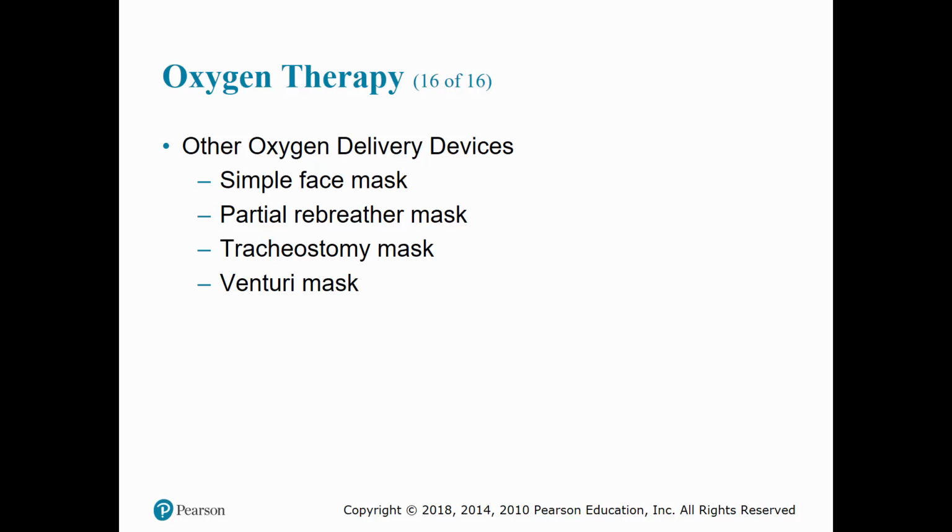The Venturi mask is a low-flow oxygen system that provides precise concentrations of oxygen through an entrainment valve connected to the face mask. The Venturi mask has a variable liter per minute and traditionally delivers between 24 and 50% FiO2. The entrainment valve can be changed to deliver precise oxygen concentrations at preset flow rates.